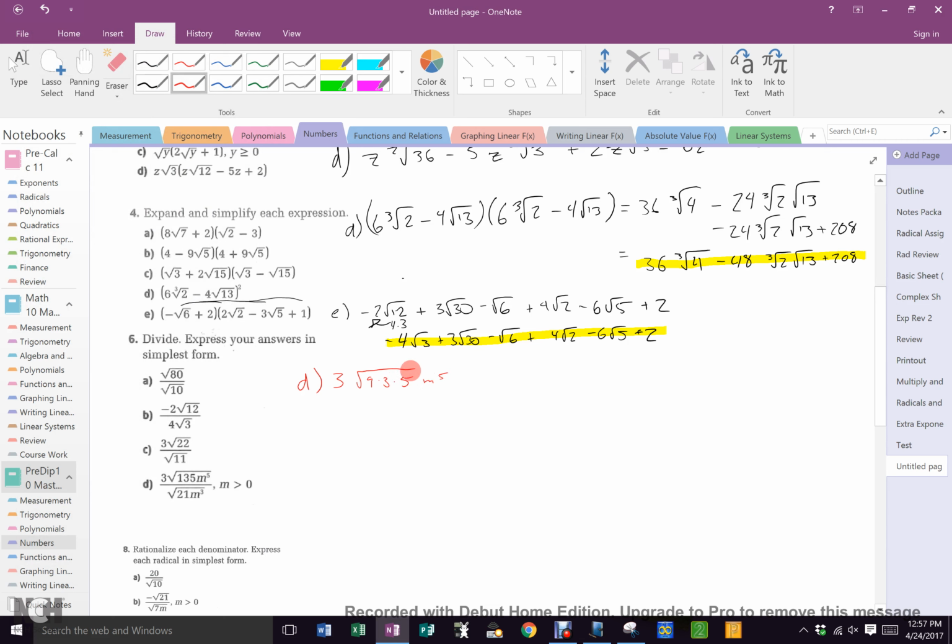m to the 5th over 21 m to the 3rd. Do my simplifying. What's coming out of there? The 9. So I got 3's already out there, so I got 9 root 15 m5 over 21 m3.